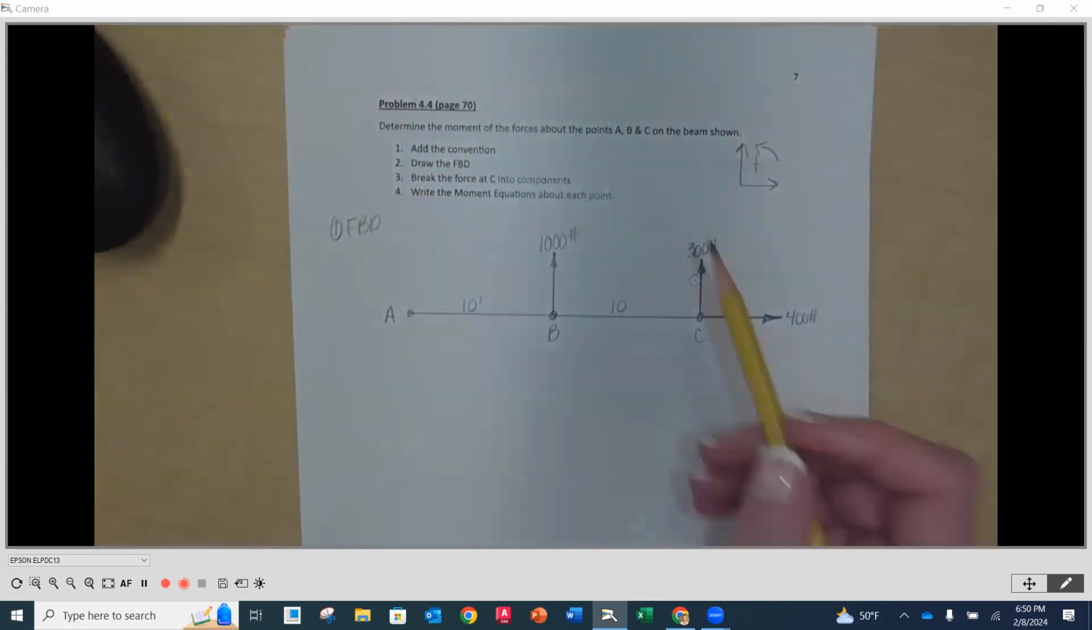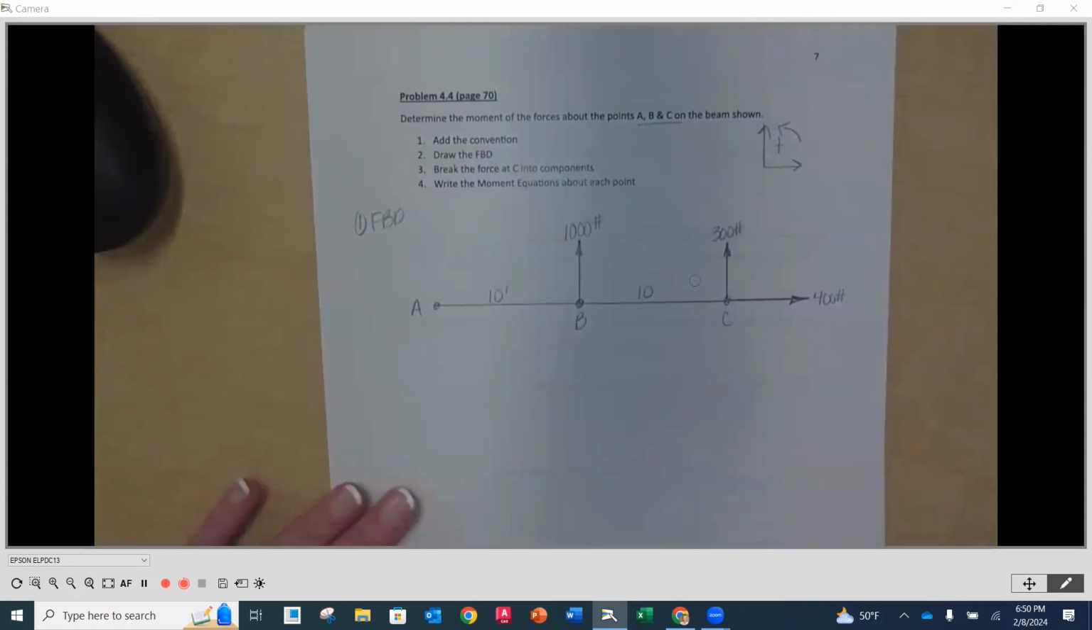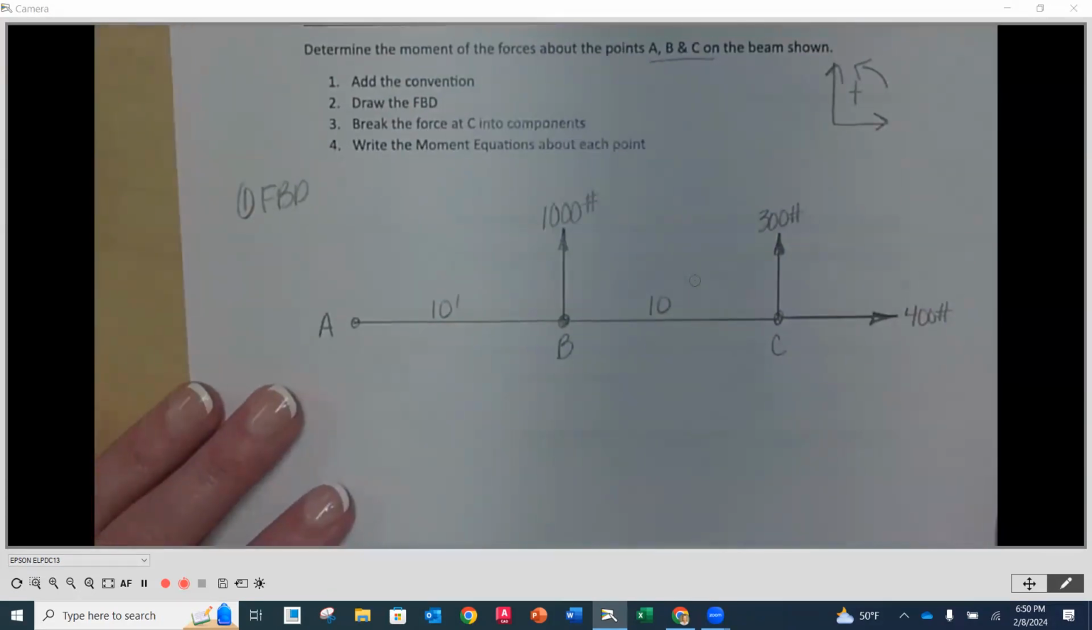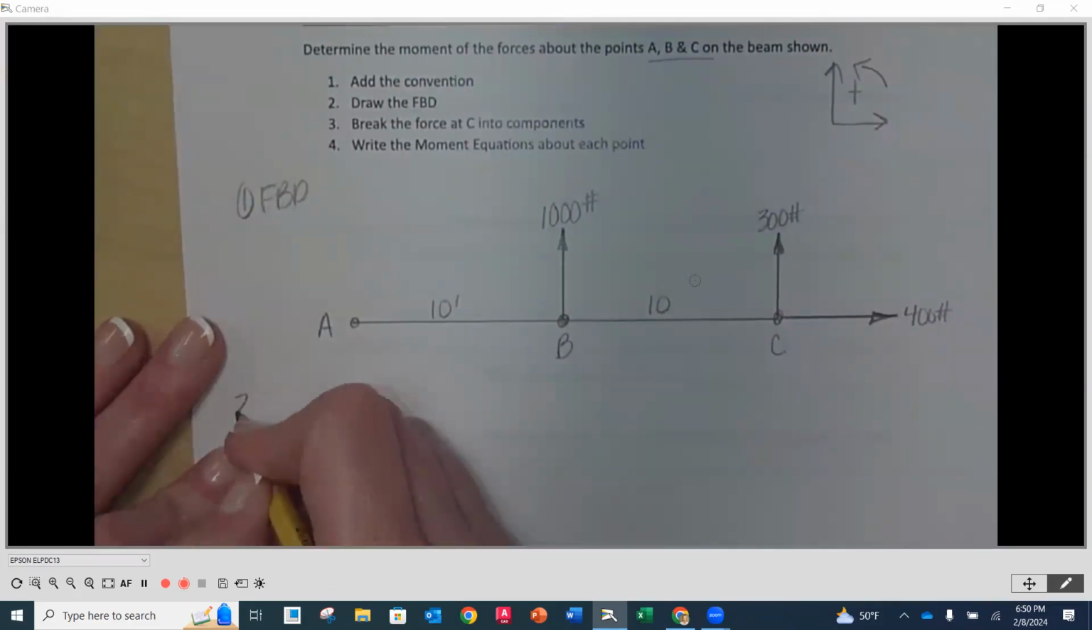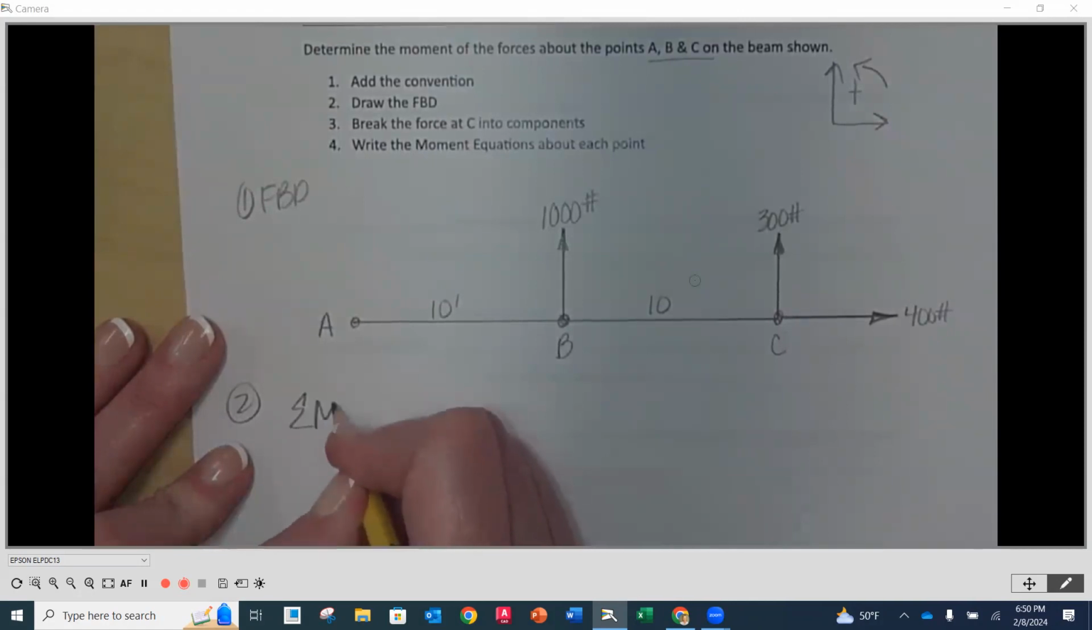And we want to find the moment about points A, B, and C. Okay, A, B, and C. So let's start by summing. Step number 2 is going to be, I'm going to sum my moment around point A is equal to.